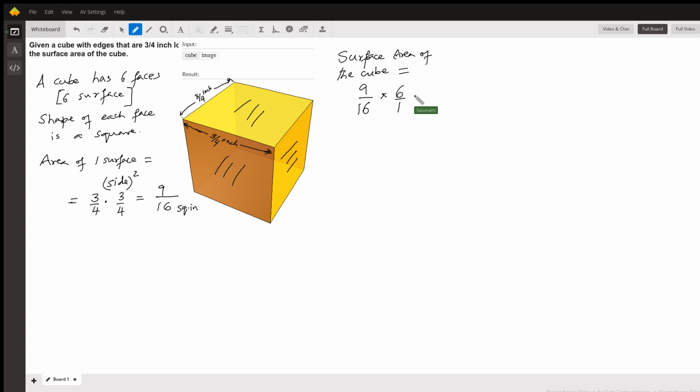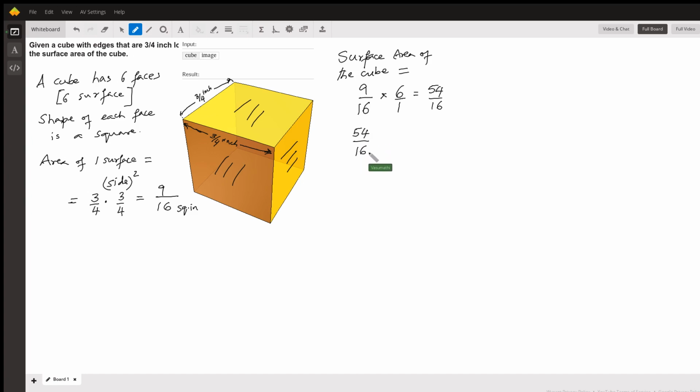So now let's simplify this. 9 times 6, multiply the numerators. That's a 54. 16 times 1 is 16. Now, if you are comfortable, you can actually ask yourself, how many times does 16 go into 54? In case that's a little challenging, then you can reduce this to lowest fractions.